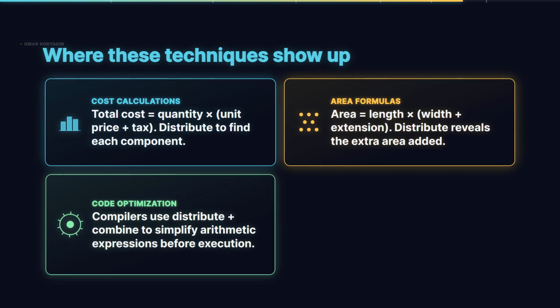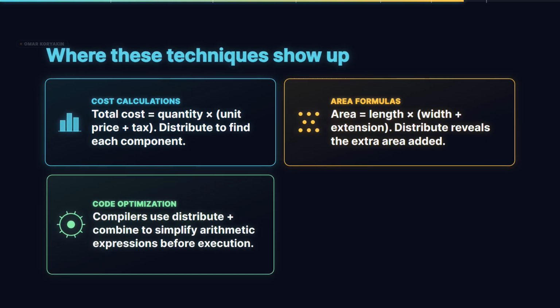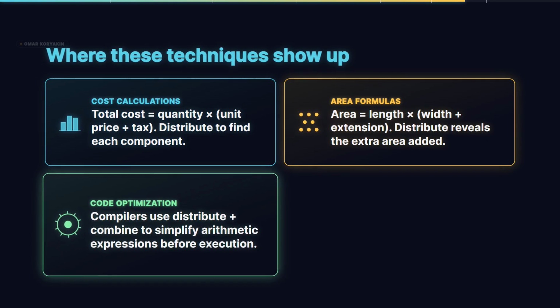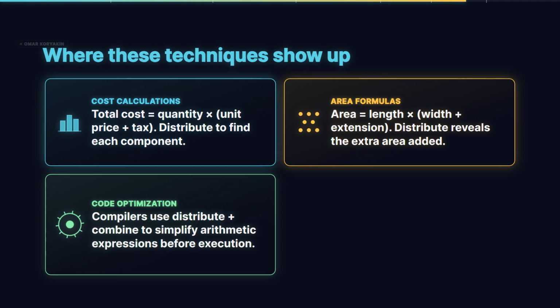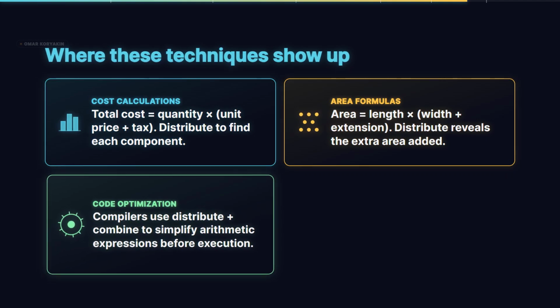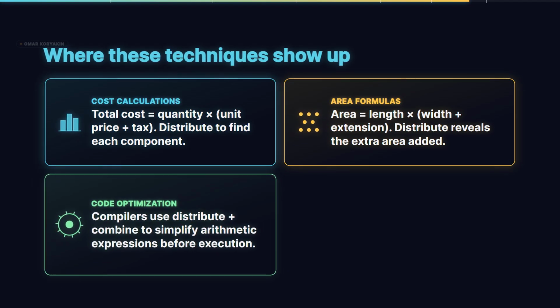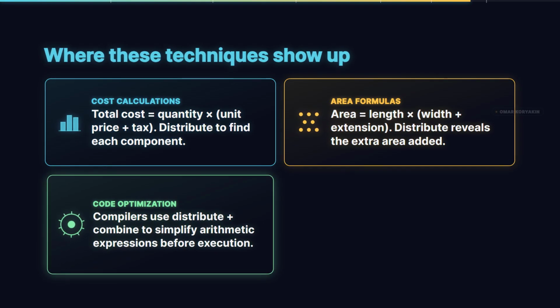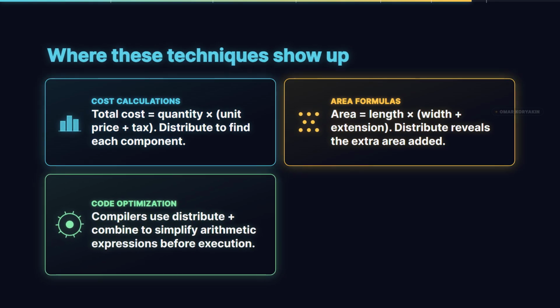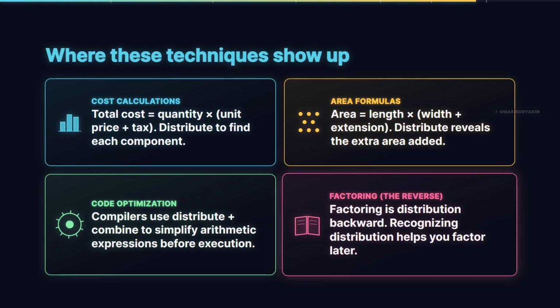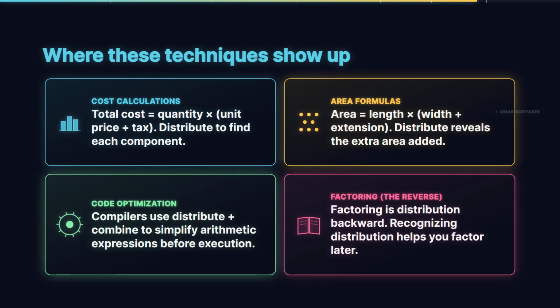compilers and database query optimizers use the distributive property combined with like term combining to simplify arithmetic expressions before execution. The optimizer reads the expression, applies the same rules we have practiced today, and emits a simpler equivalent expression that runs faster on the hardware. Algebra and compiler theory share a common foundation here: factoring, which is distribution applied in reverse.